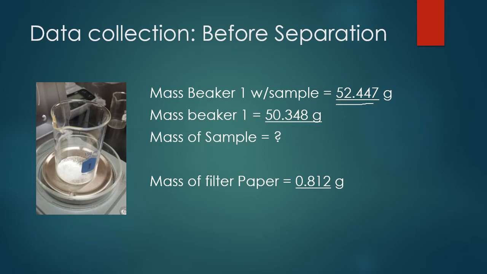I've also written the mass of beaker 1 when it was empty right below. It's in the same order on your sheet on page 43. The next fill in the blank says mass of sample. That's something you're going to calculate. To figure that out, you'll notice we have the mass of the beaker with the sample in it, and we have the mass of the beaker by itself. You're going to want to subtract those two numbers to figure out the mass of the sample, because by subtracting those two numbers, you're getting rid of beaker 1 and you're left with just the sample.